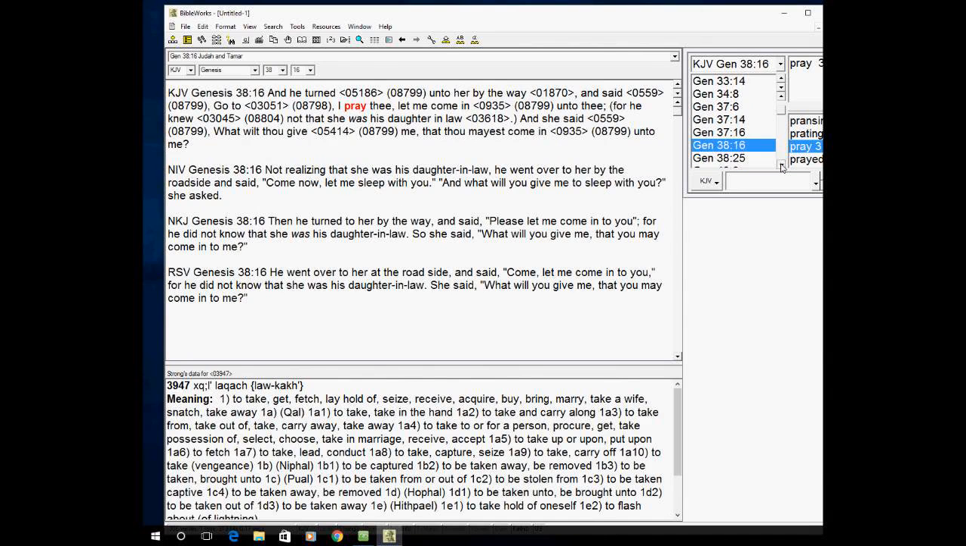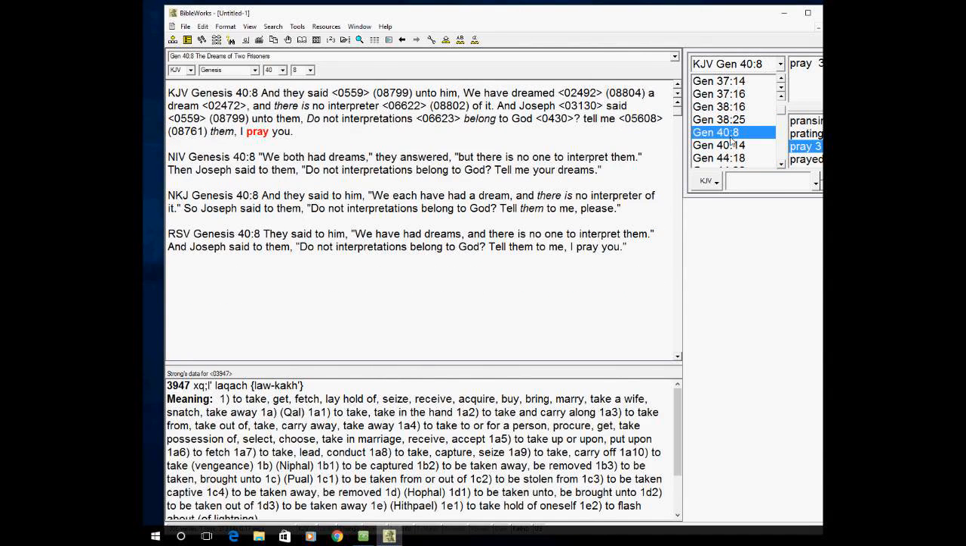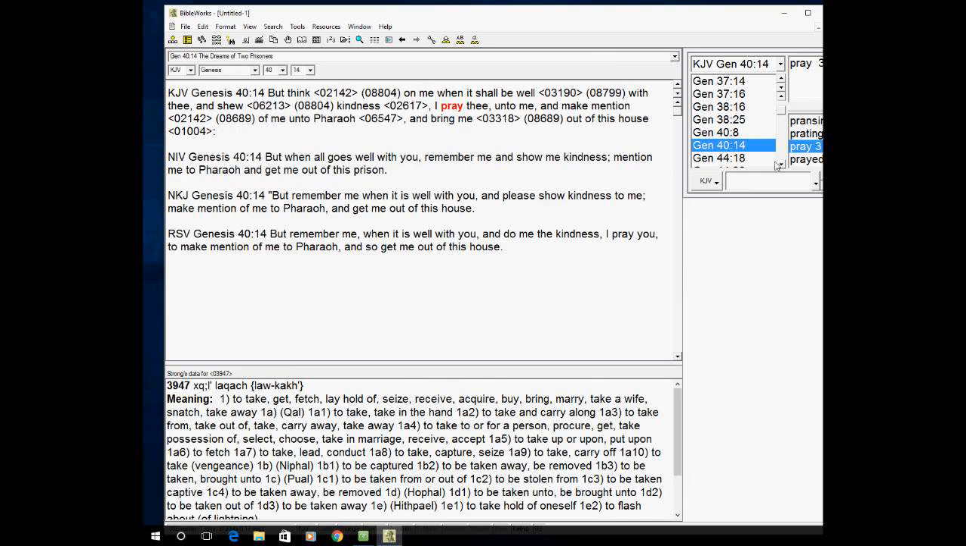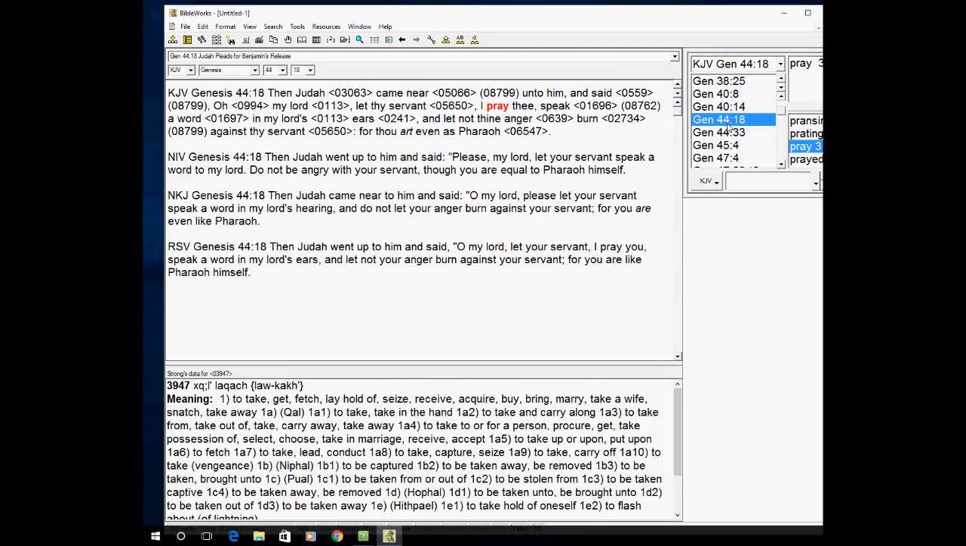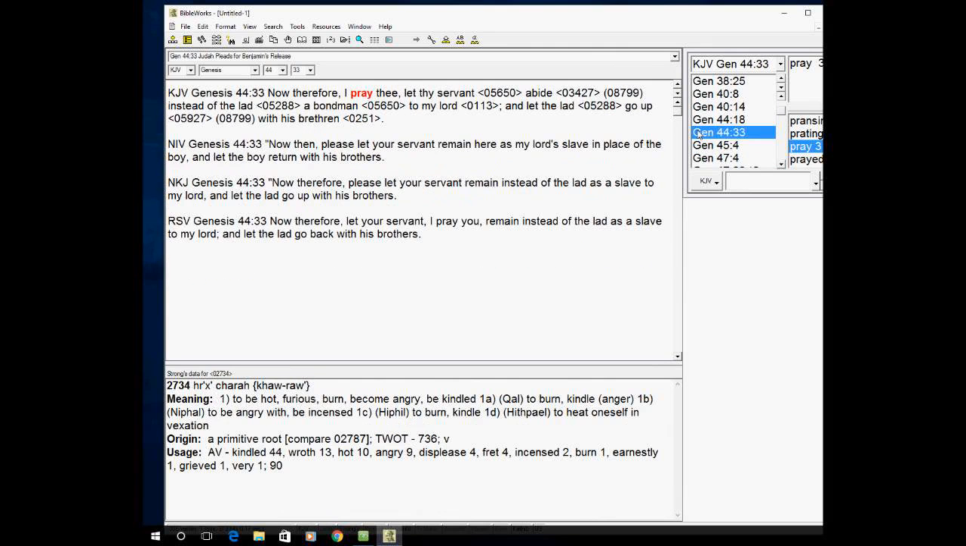It's a bit to get down to where it's even talking about praying to the Father in heaven. And remember, the King James is English. That's where we got our word pray from.